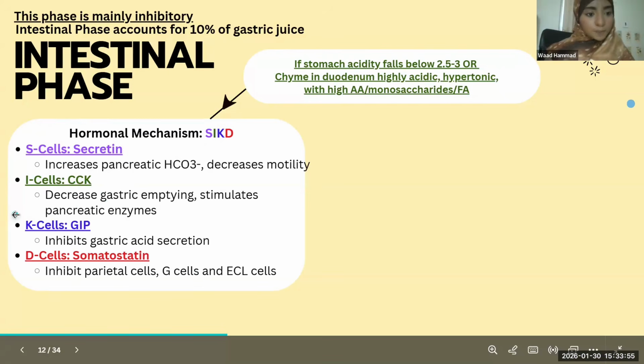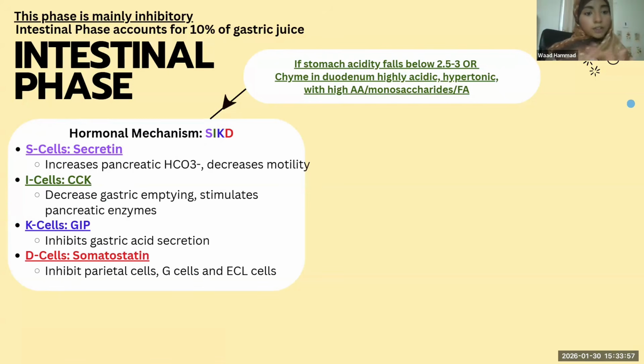Then we'll go to our I cells, which release CCK. CCK decreases gastric emptying, which again has the same concept as motility. We just don't want so much to go into our duodenum while it's still very acidic or too concentrated. It also stimulates pancreatic enzymes, so that if it still has very high monosaccharides or amino acids, it can still be broken down. Okay, so I cells for CCK.